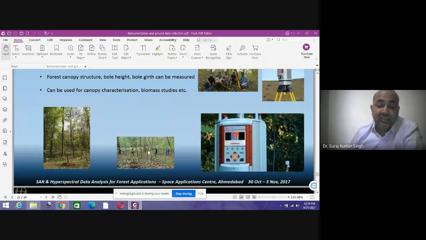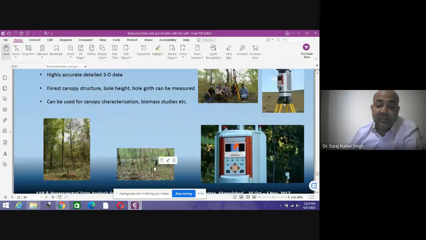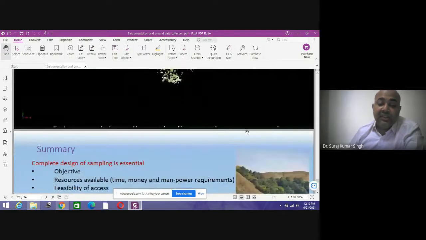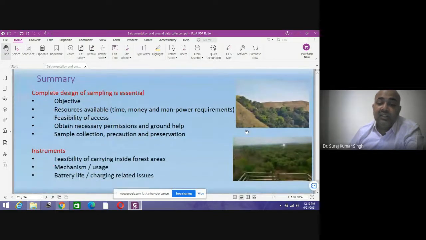So you can see these are field photographs of going into the field and recording the data sets using such instruments. A large team is required whenever you are going into the field. That's why prior investigation of the area, prior knowledge of the area, is very important.